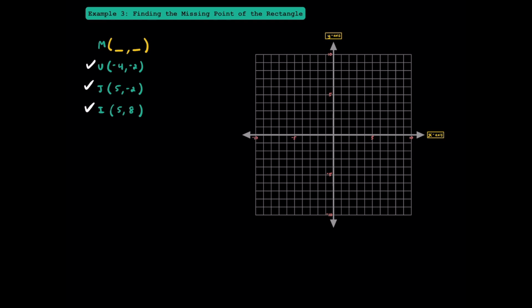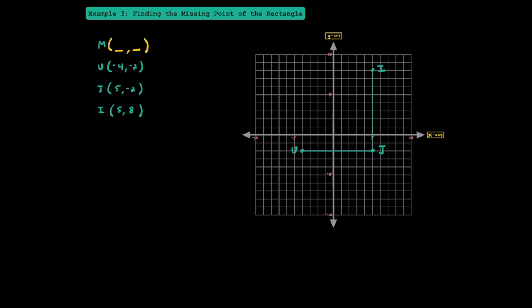First, I'm going to show you how to do this on a coordinate plane, then I'll show you how to do this algebraically. First, I'm going to plot U down here in quadrant 3, then I'm going to plot J here in quadrant 4, and we'll plot I here in quadrant 1. At this point, we have 3 of the vertices drawn, and we can connect the dots to create 2 sides of our rectangle. Here's segment UJ, and here's segment JI.